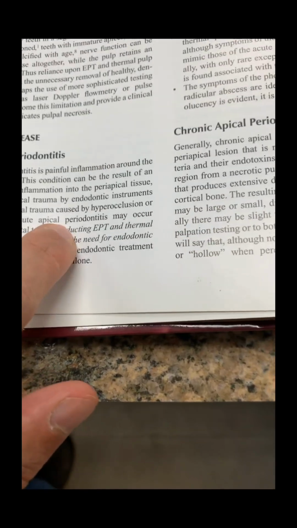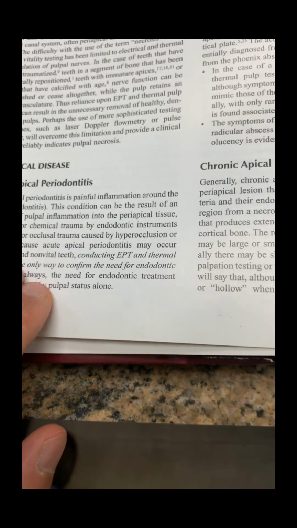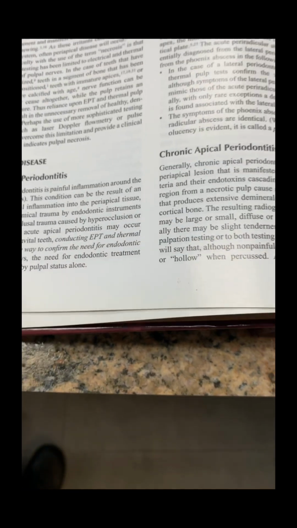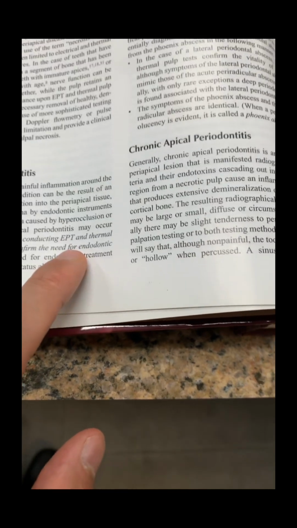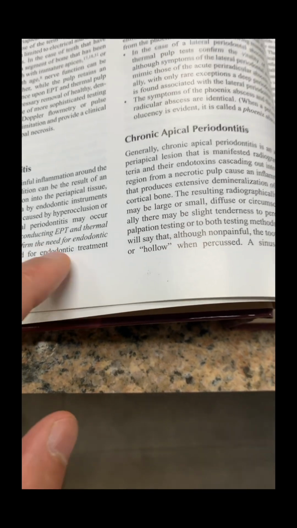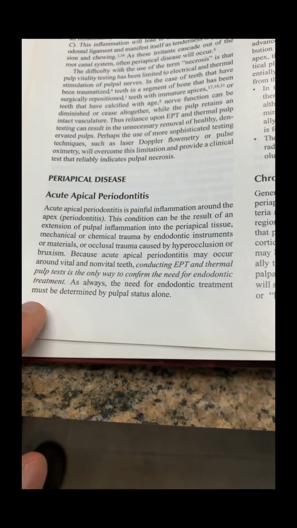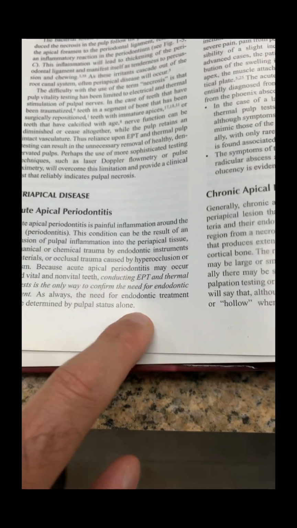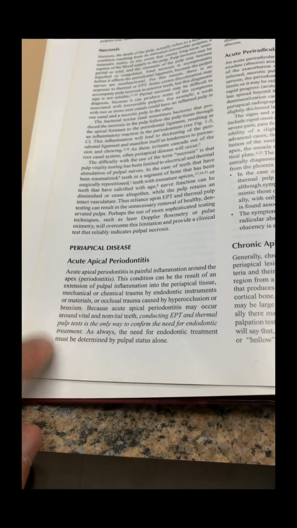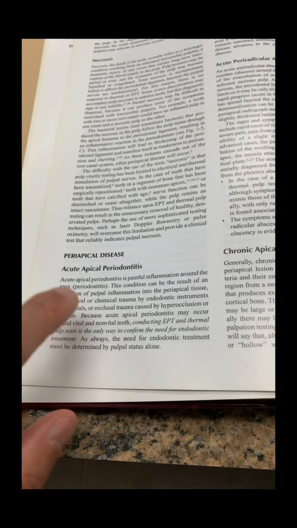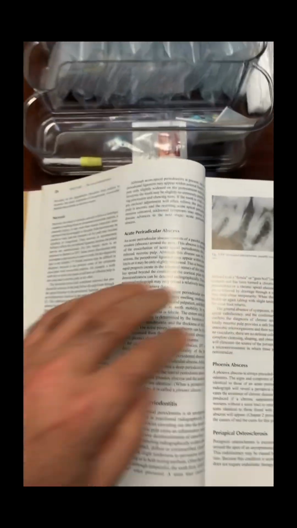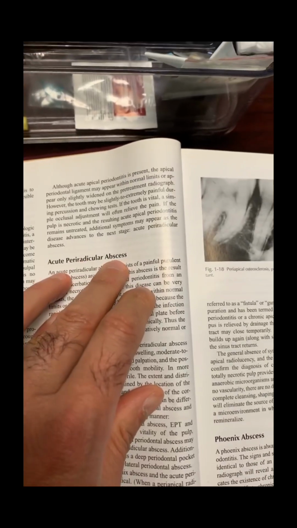Because acute apical periodontitis may occur around vital and non-vital teeth, conducting a thermal pulp test is the only way to confirm the need for endodontic treatment. As always, the need for endodontic treatment must be determined by pulpal status alone. Just because a tooth is tender to percussion doesn't mean it'll need a root canal. That's what it means.